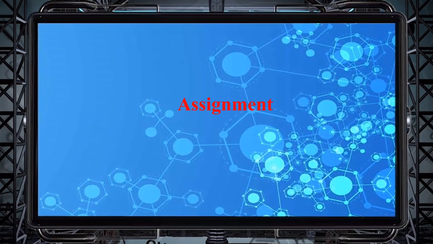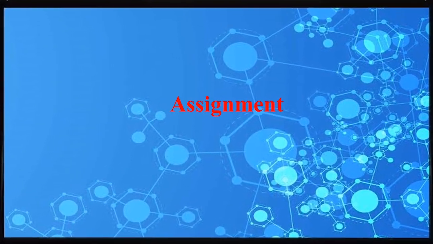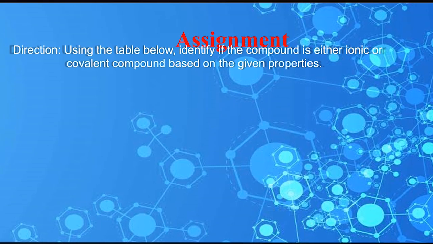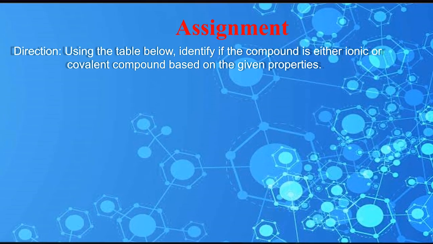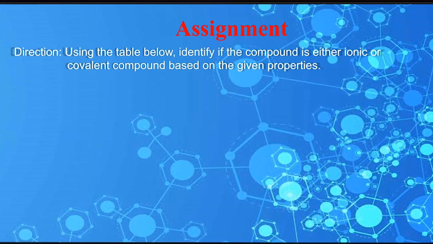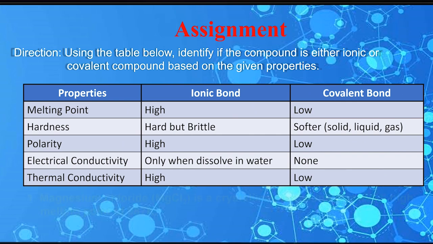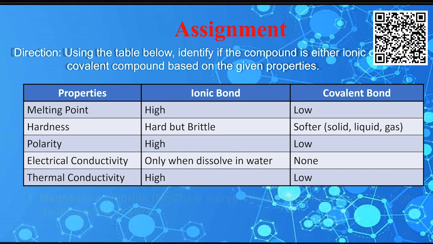Before we end this lesson, I want you to practice more at home for your assignment. Directions. Using the table below, identify if the compound is either ionic or covalent based on the given properties. Please scan the QR code flashed on your screen to download the resources in this activity in print.